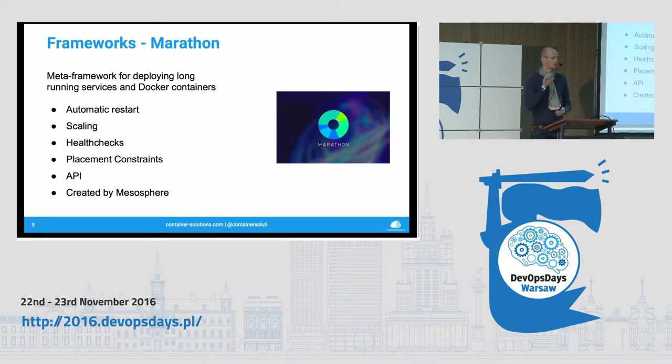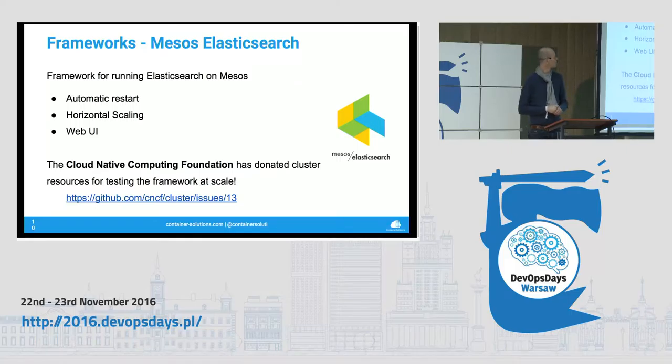One of the most popular frameworks, I think, is Marathon, which can be used to deploy long-running services. So web services or APIs or other microservices, you can just deploy them on Marathon. They will keep running. Also, if they fail, Marathon will automatically restart them. And it has a bunch of other features as well, such as placement constraints, health checks. It has an API, and this is one of the most popular frameworks.